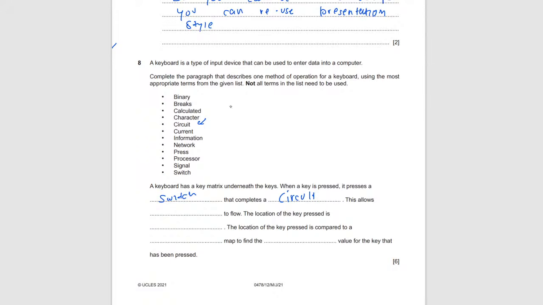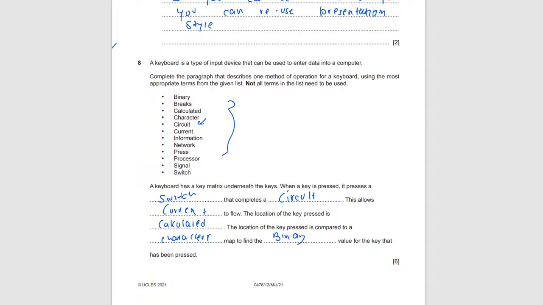This allows, actually I don't even need to read the options. Sometimes when they set the question, like in previous papers, they set it in the same wording, so that's how you can just predict. This allows current to flow. Okay, and the location of the key pressed is detected. Let's see, is that corrected? No, it's calculated. Okay, calculated. Almost similar actually. The location of the key pressed is compared to a character map. Yep, it's the character map to find the binary value.